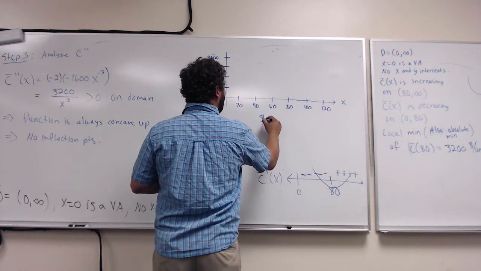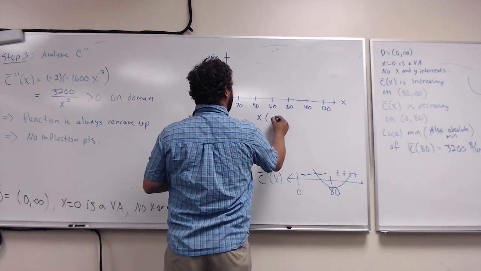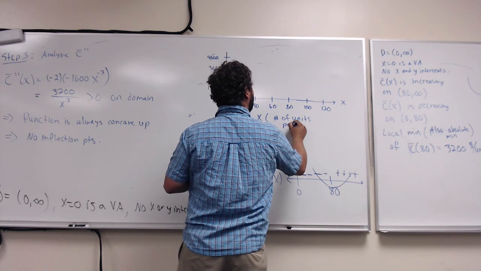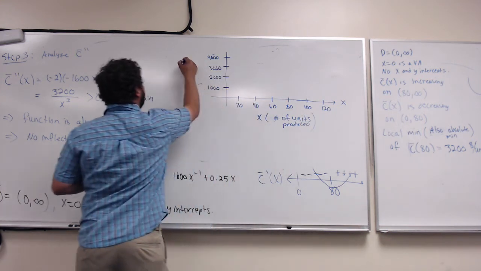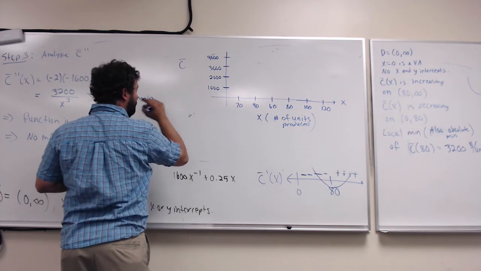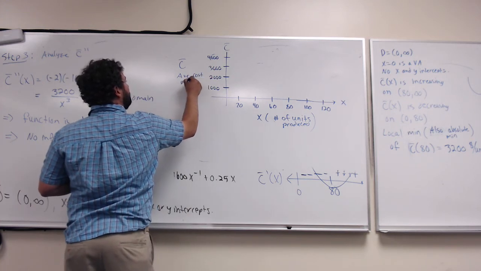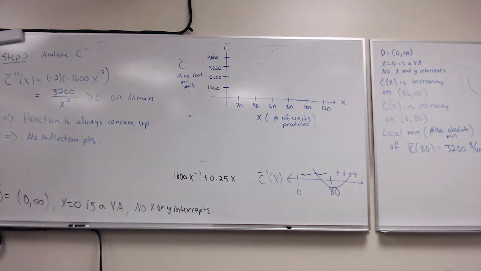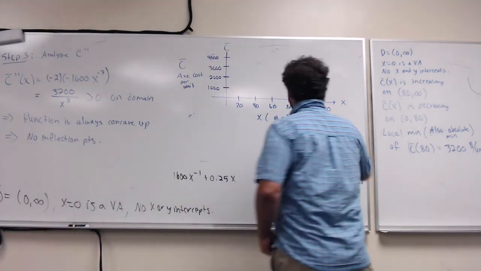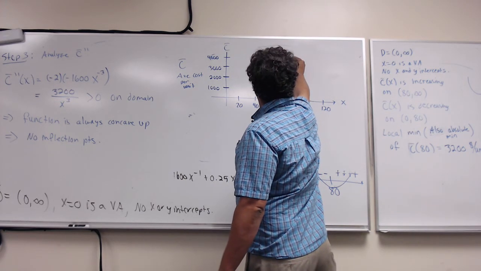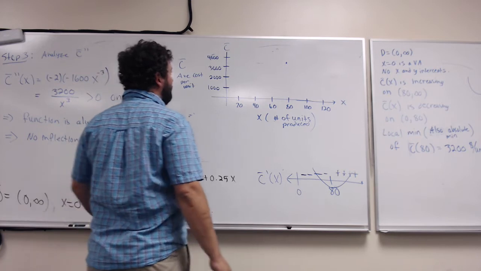And remember, this is the dollars axis, so this is x, number of units produced. And then this is your average cost per unit axis. So you can write C bar if you want, average cost per unit. So those are our units on the vertical, average cost per unit to produce x units. What I can do is when 80 units are produced, we're up here at about 3,200. And I should have maybe picked a larger scale.